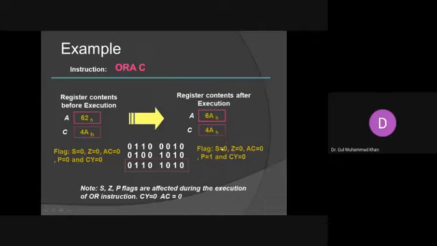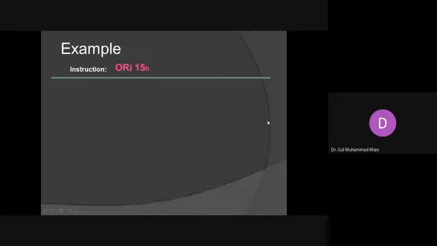Again, the flags: S is 0 because this value is 0. Z is 0 because the result is non-zero. And auxiliary carry and carry are going to take these two values as specified. The number of ones, 1, 2, 3, 4, they are even. So the value of P is going to be 1. It's a simple logical OR operation between register A and C. So this is the binary ORing, and the result is stored in the accumulator, and this is the impact on the flags. Let's move on.